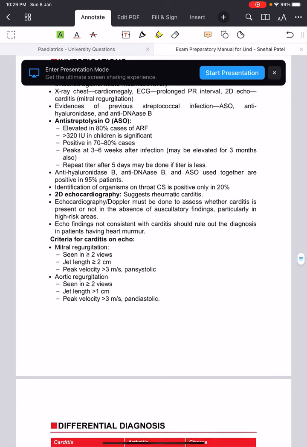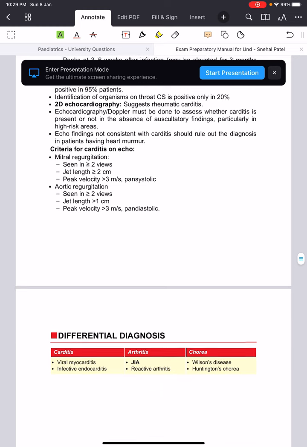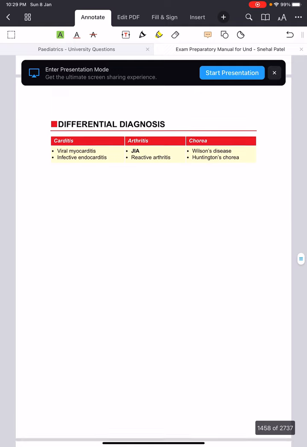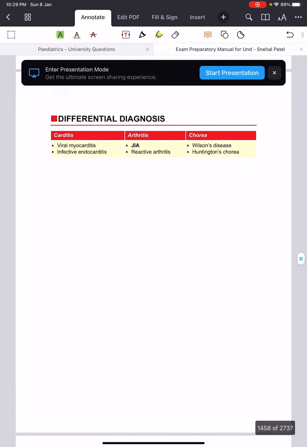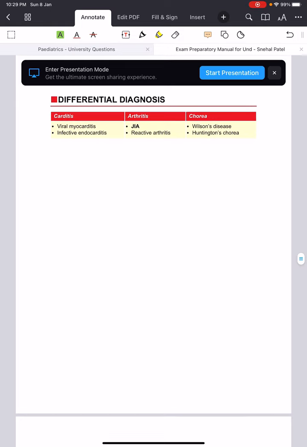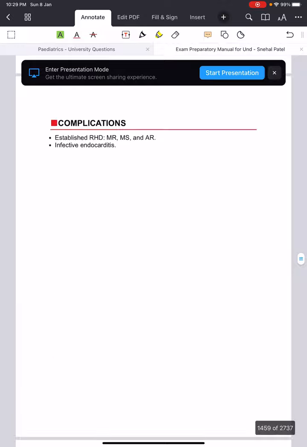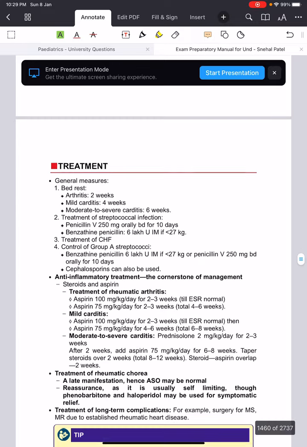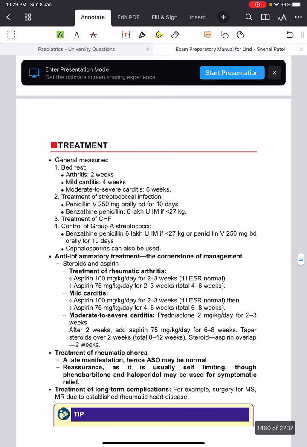Then you will see on echo that there is mitral regurgitation and aortic regurgitation. What are the differentials? There is carditis, arthritis, and chorea. Chorea is also seen in Wilson's disease and Huntington's chorea, and viral myocarditis. What are the complications? Mitral regurgitation, mitral stenosis, aortic regurgitation, and infective endocarditis.